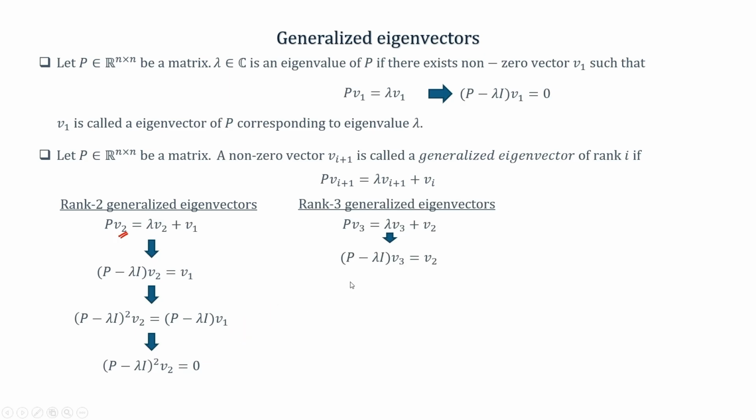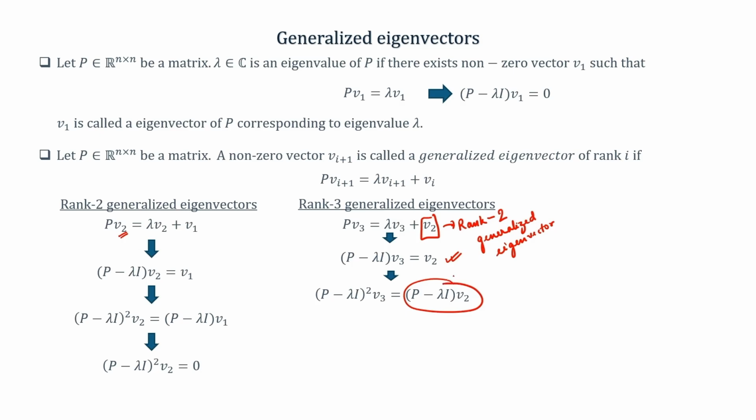If I go to a rank 3 generalized eigenvector, then the rank 3 generalized eigenvector must satisfy this equation. Again, notice here V2 is a rank 2 generalized eigenvector. So, what does this mean? I can keep on going up now. If I multiply both sides by P minus lambda I now, I get this. Now, the right hand side is not 0. I can write this right hand side as V1, because this is the definition. But again, if I multiply both sides by P minus lambda I, I will get this, but the right hand side here will become 0.